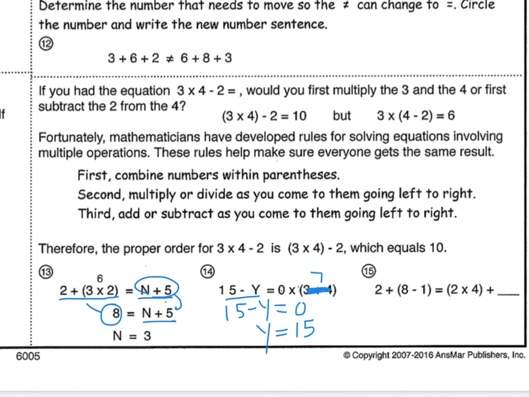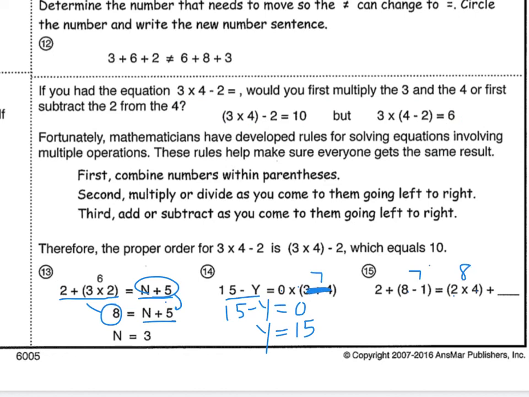All right, now it's your turn to try it on your own. Good luck. Pause the video and do number 15 and then turn it back on to see the solution. All right, here's how you should have solved all of this. This is a little more complicated problem. Let's do the parentheses first. 8 minus 1 is 7. If you didn't write a 7 up there, do that now. 2 times 4 is 8. If you didn't write an 8 there, do that now.